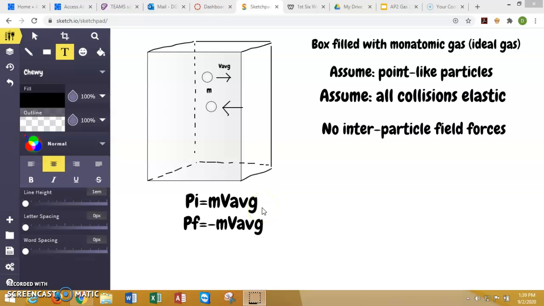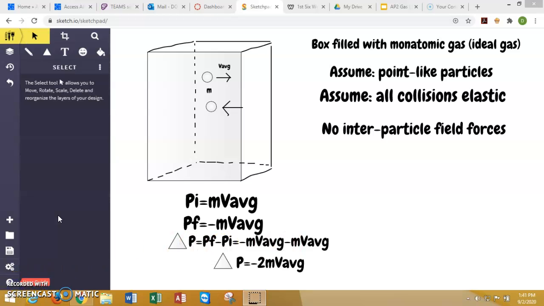Now, what is our change in momentum? So our change in momentum is final minus initial. So I take negative mv minus mv. Now, I will have students that will tell me, well, if you take negative mv and subtract mv, you get nothing. And that is not the case. What do you get? So you get a change in momentum that is negative 2mv, right? That's what you get.